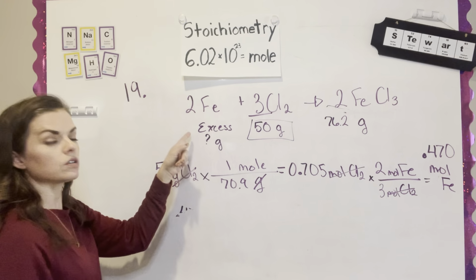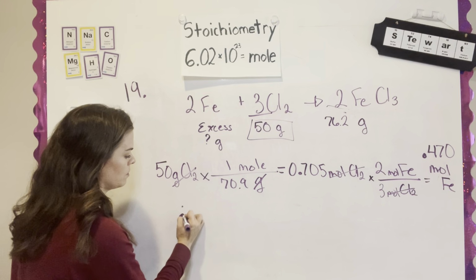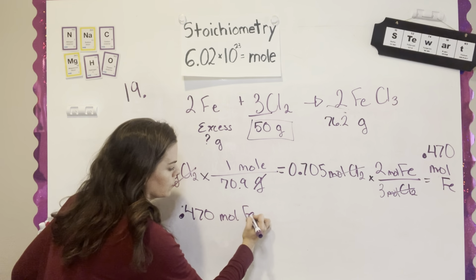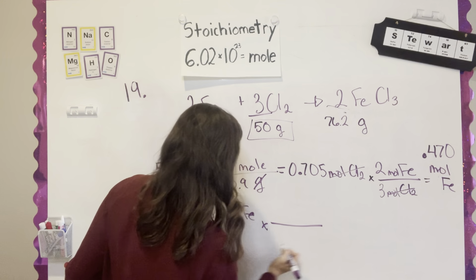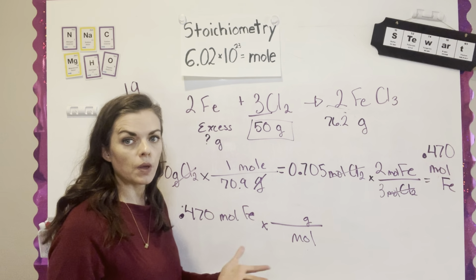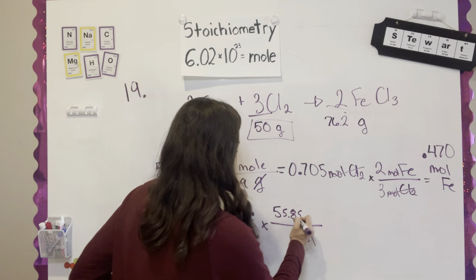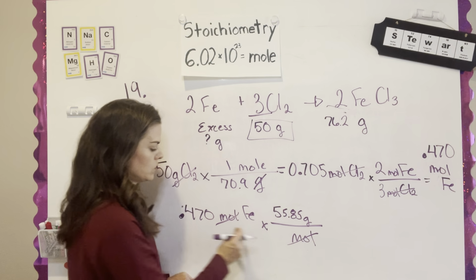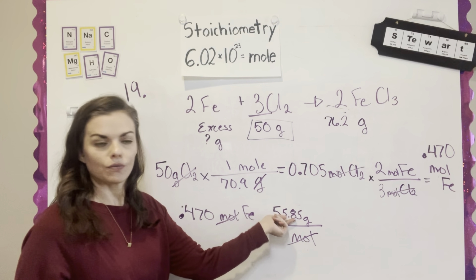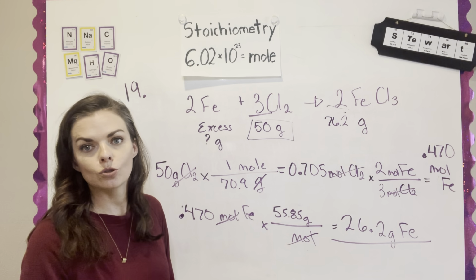Now it's asking me to go from moles of iron to grams of iron. So you're going to take that 0.470 moles of iron, put moles on the bottom so it cancels out, and grams on the top, and grams comes from the periodic table. 55.85, moles cancels out, and you're going to be doing 0.470 times 55.85. Final answer is 26.2 grams of iron is consumed in this reaction.